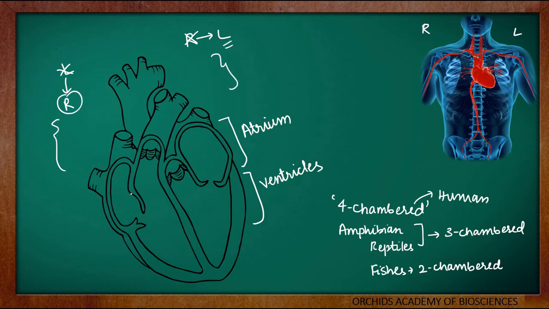The upper part is called atrium. So this one will be right atrium and this one will be right ventricle. On the other side, this one will be left atrium and this one will be left ventricle. To separate the right part of the heart from the left part of the heart, there is a septum which is present in between. Now let us see how the blood flows in our heart.